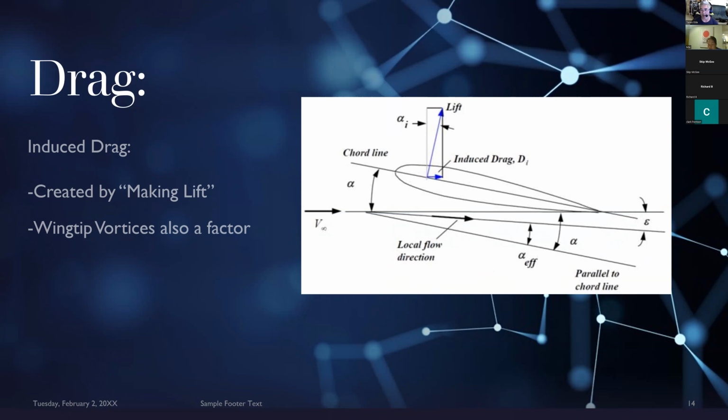Also at high angles of attack, you guys know what I mean by wake turbulence?